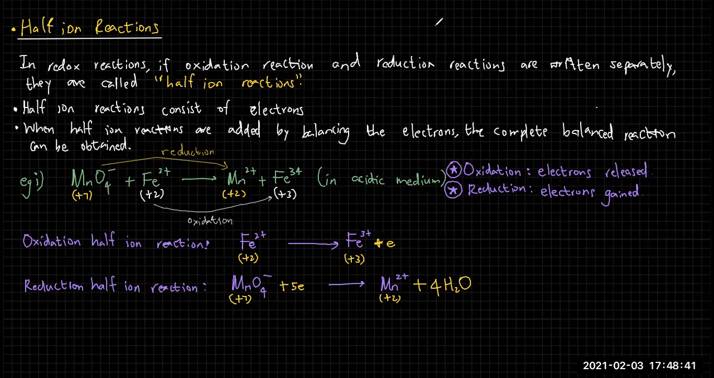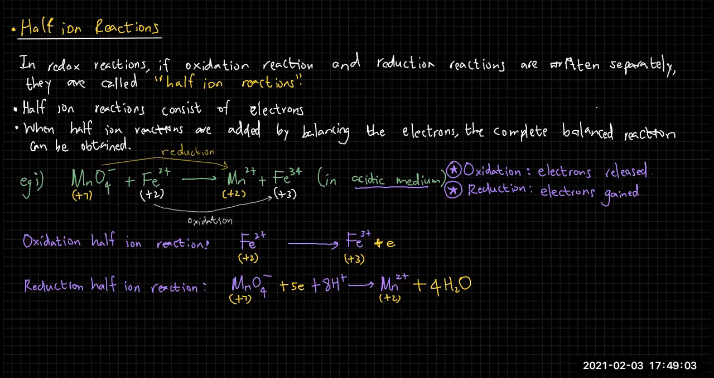And finally, we need to put H plus to balance the hydrogen atoms, because the reaction is happening in what medium? Acidic medium. Don't forget that. I have 8 on the right side, so you put 8 H plus on the left side. That way, you can balance hydrogen as well.